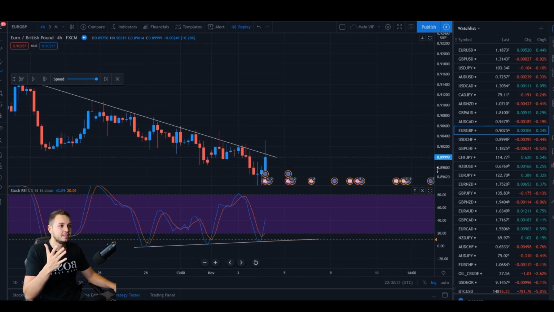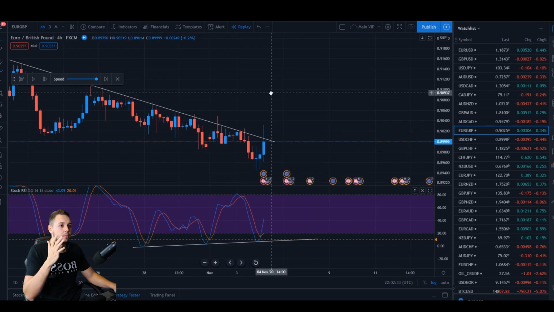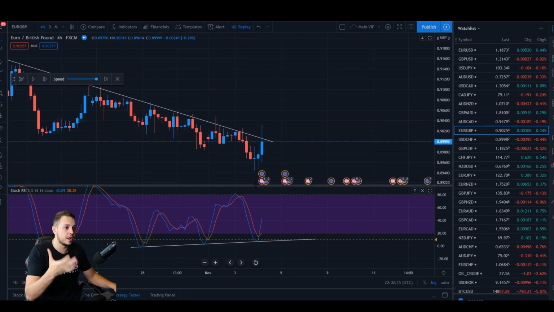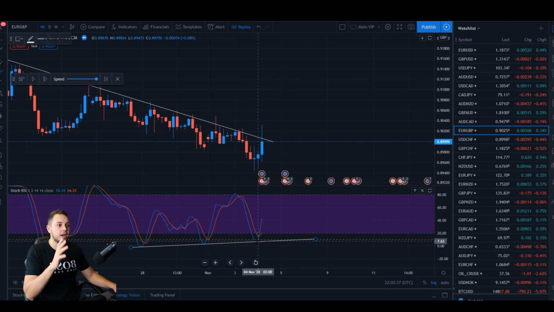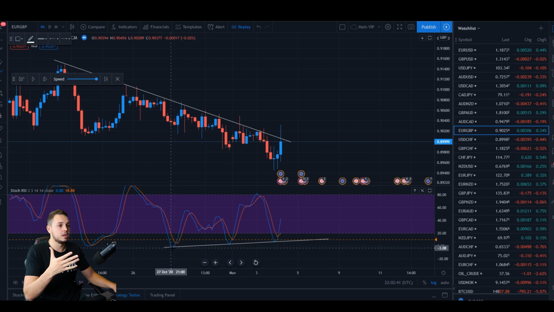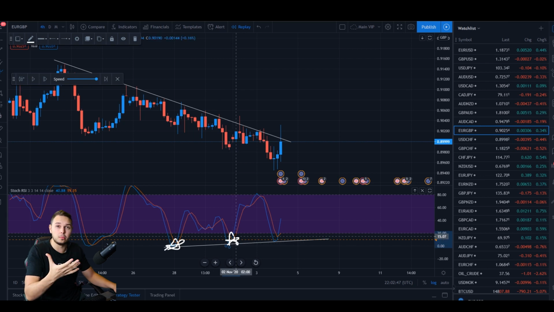However, we wouldn't enter the trade yet because it hasn't broken the trend line, so we're waiting. But we know for a fact that the trend reversal is very near, because as you can see, even from this zone, this is where we spotted.